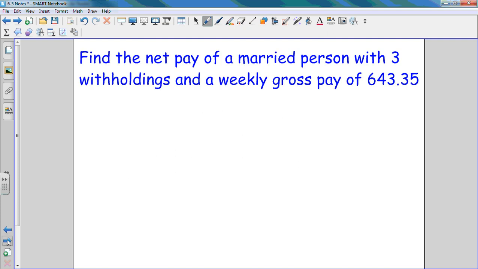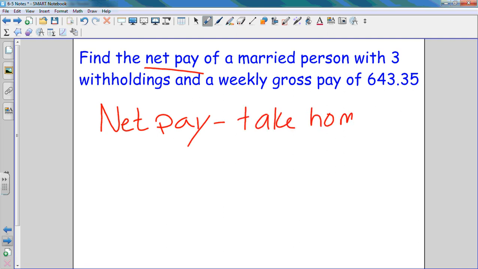We're going to do 2 examples, or word problems. Find the net pay of a married person with 3 withholdings and a weekly gross pay of $643.35. Now, we haven't talked about what net pay stands for, so I'm going to give you the definition. Net pay is basically your take-home pay. In my own words, it's your gross earnings minus your deductions.